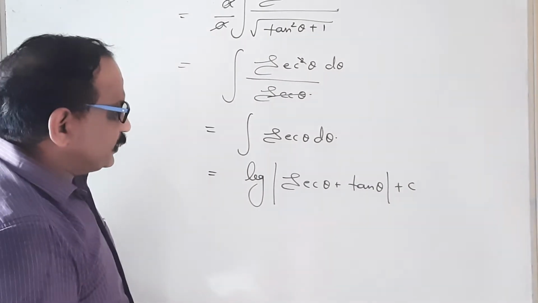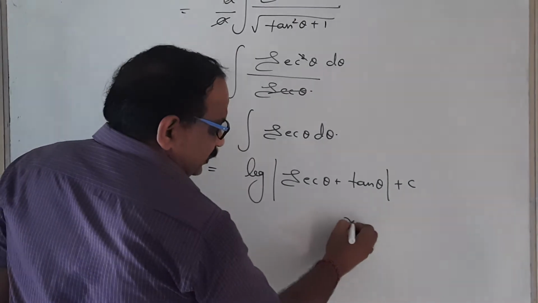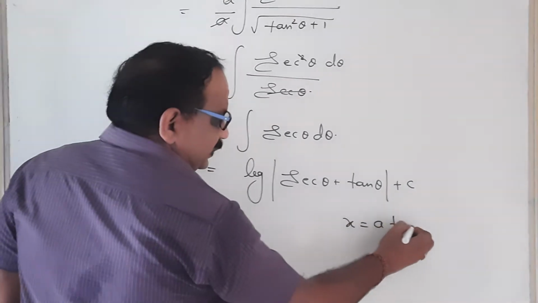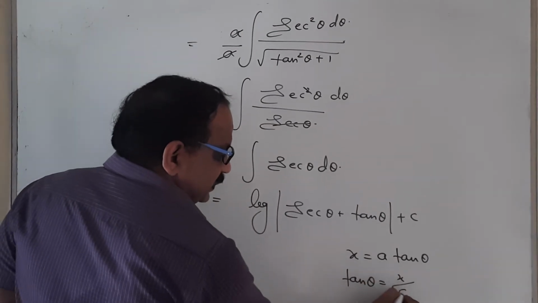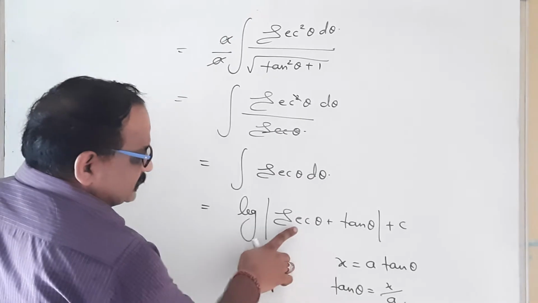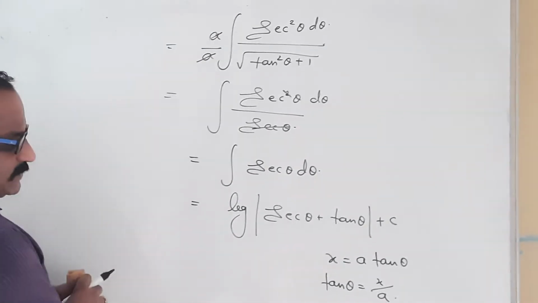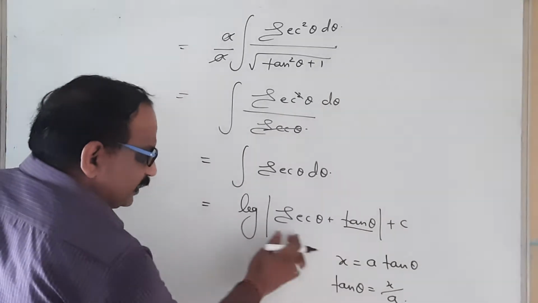Now I have to substitute the value of the respective theta value. So theta comes from this part, x equals a tan theta. So right from here we can find out tan theta. The result is x by a. Fine. And then we have to replace the result of this sec theta plus tan theta. Tan theta we can substitute directly, but sec theta we have to manipulate.